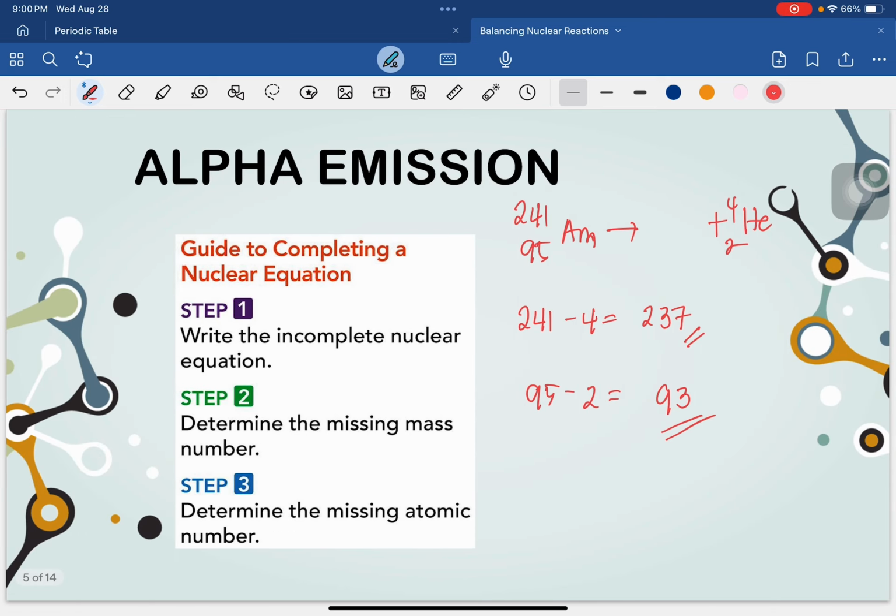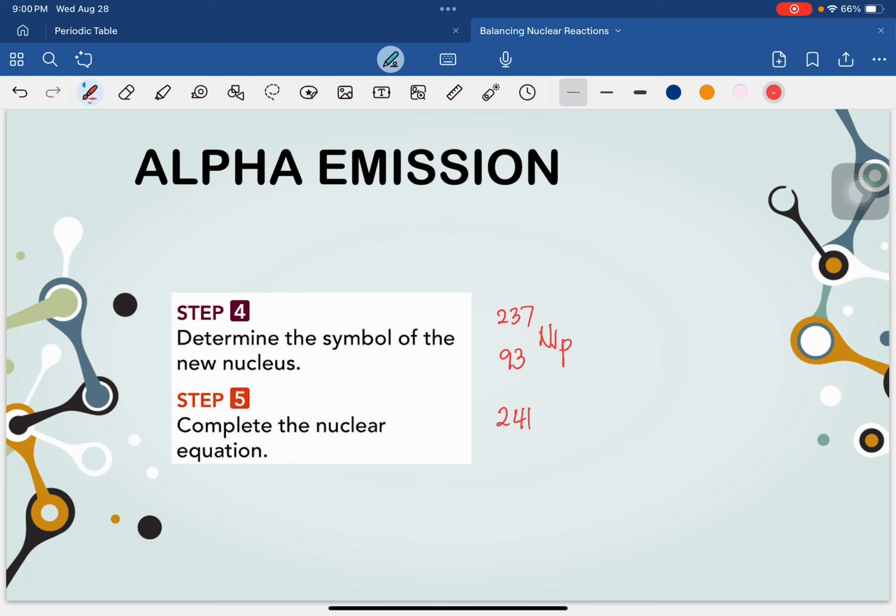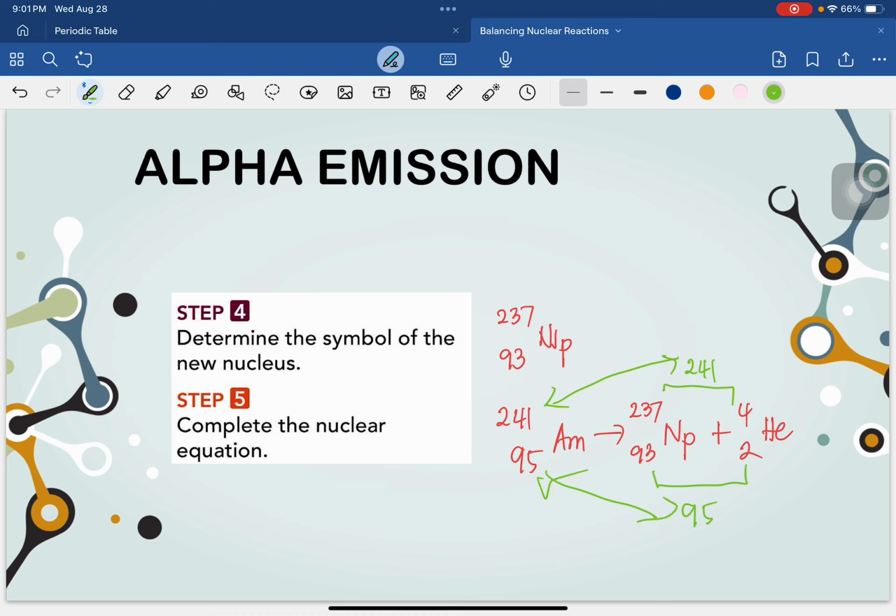So eventually, our complete nuclear reaction will be 241, 95 americium yields Neptunium 237, 93 plus our helium 4, 2. And if we check this, 237 plus 4 is 241, and this is 95, and it checks. This checks. Hope that's clear. That's for our alpha emission.